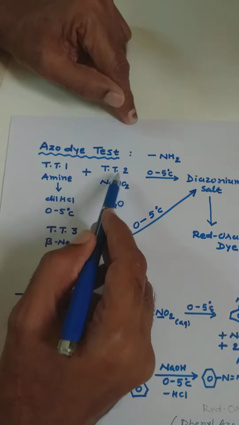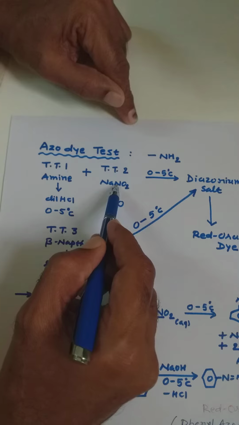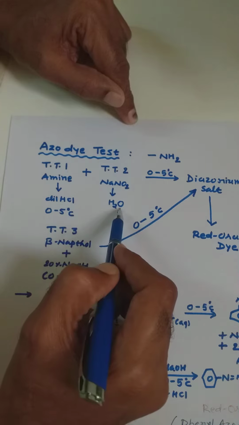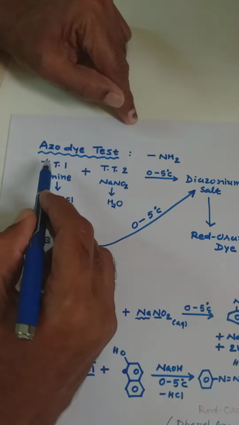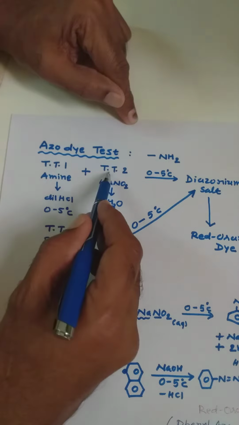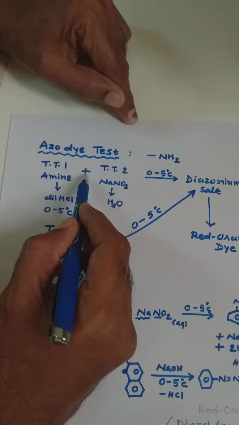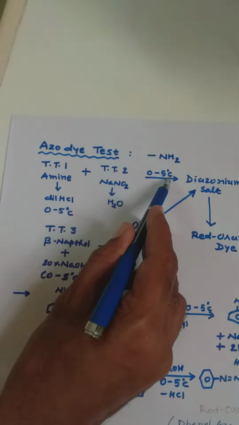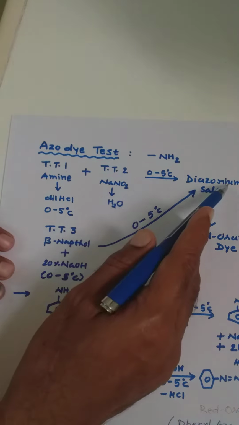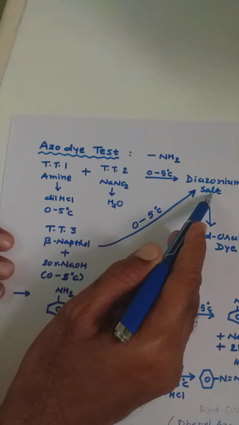In test tube number 2, take sodium nitrite and dissolve it in distilled water and make this solution saturated. Now, the solutions of test tube number 1 and test tube number 2 are mixed with each other, and the temperature of the solution is maintained at 0 to 5 degrees Celsius with the use of ice. So, diazonium salt is obtained in your test tube.